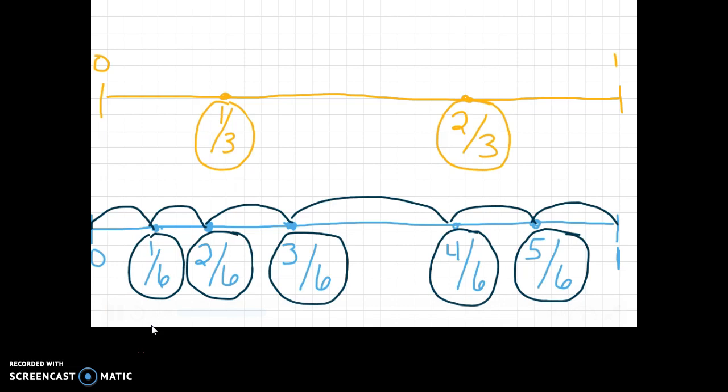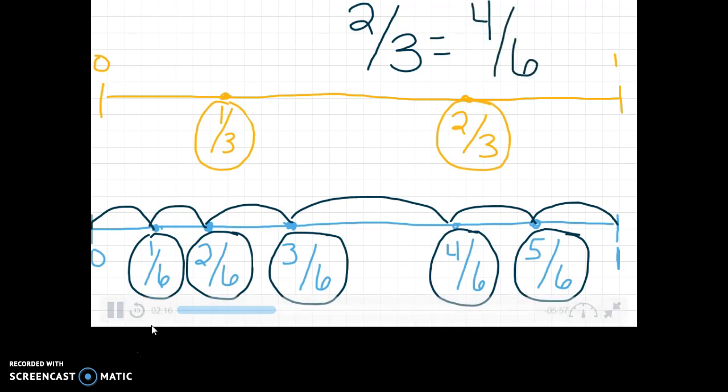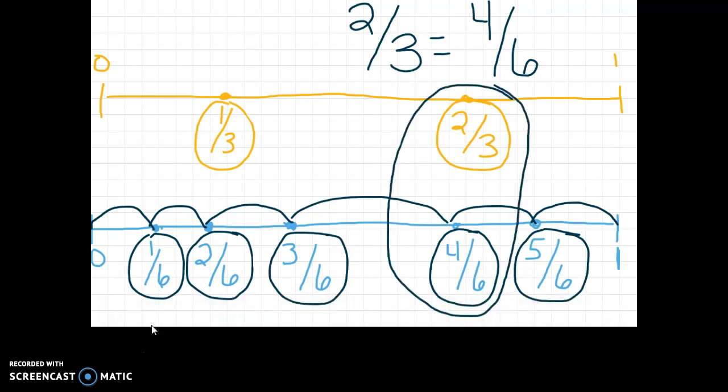Now, I can use these two number lines to find equivalent fractions. If I'm looking at my number line, I can see that 2/3 is on the same point on my number line as what fraction? If you said 4/6, you would be correct. They are at the same point on the number line, so those two fractions would be equivalent fractions.